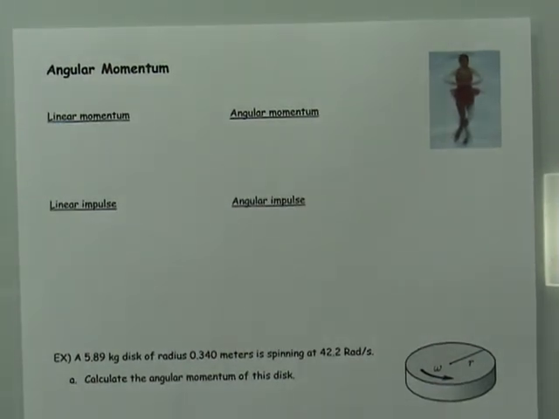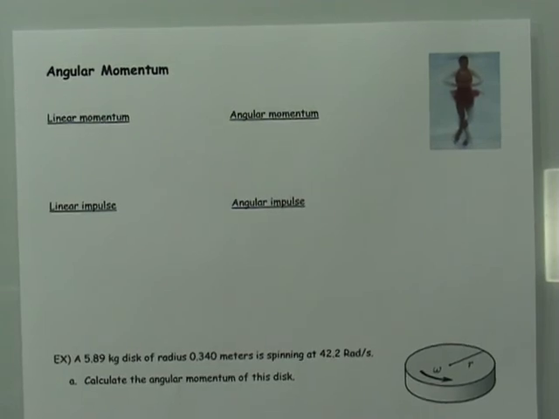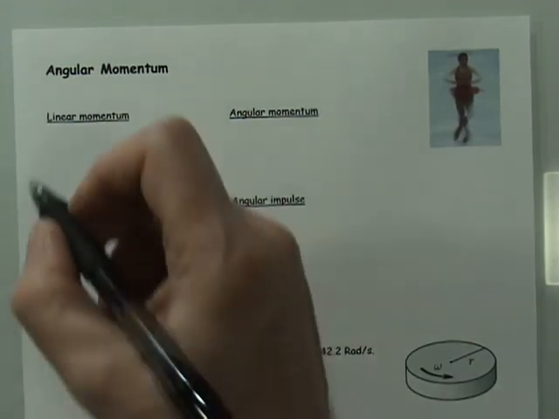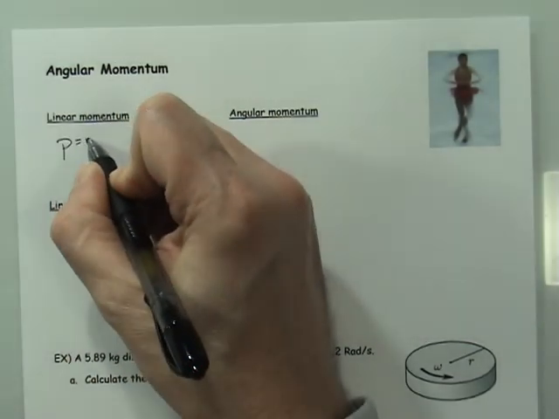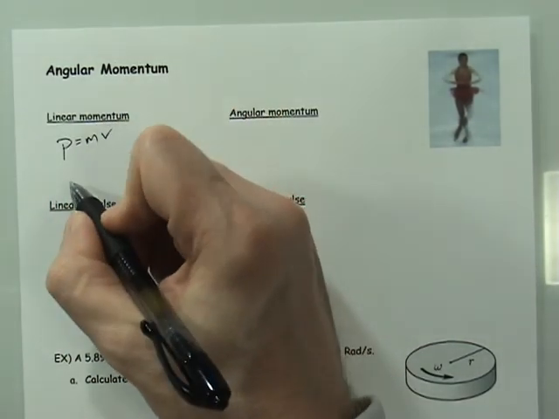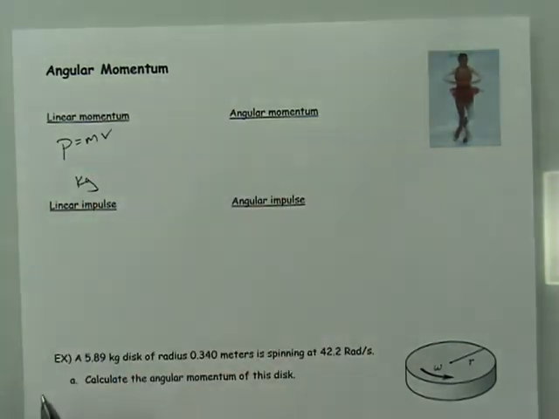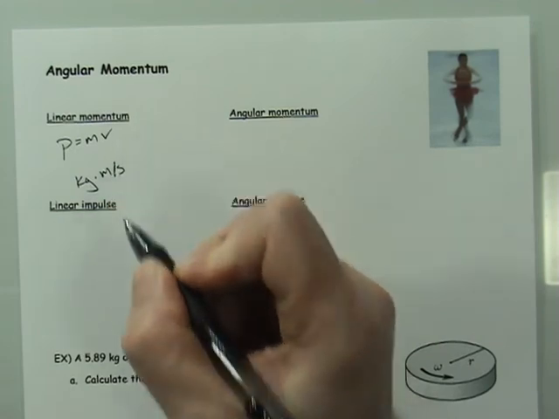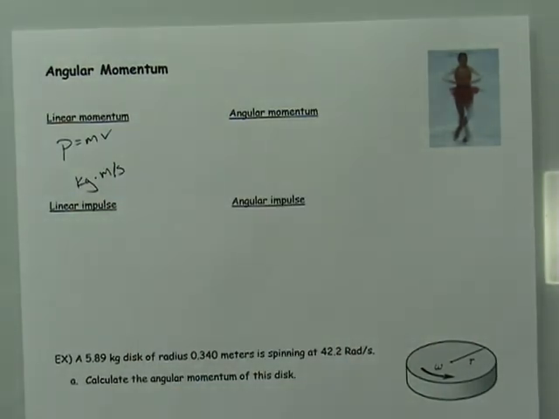Okay, in this video we're going to take a look at another property, the final mechanical property, and that is the angular momentum. Just like we did with the previous one, it's very helpful to think about what are the units and what are the equations for linear momentum or linear impulse. Of course, linear momentum is just simply the mass times the velocity. It has units of kilograms because that's the units for mass, and the units for velocity are meters per second. So a kilogram meter per second.